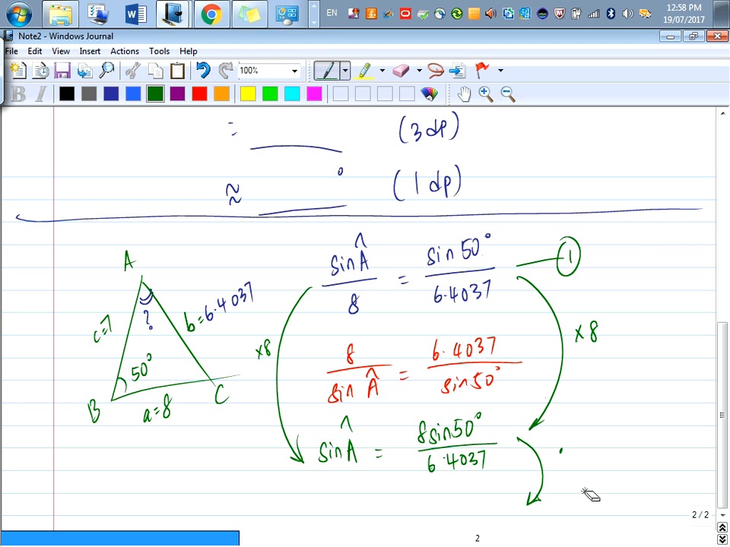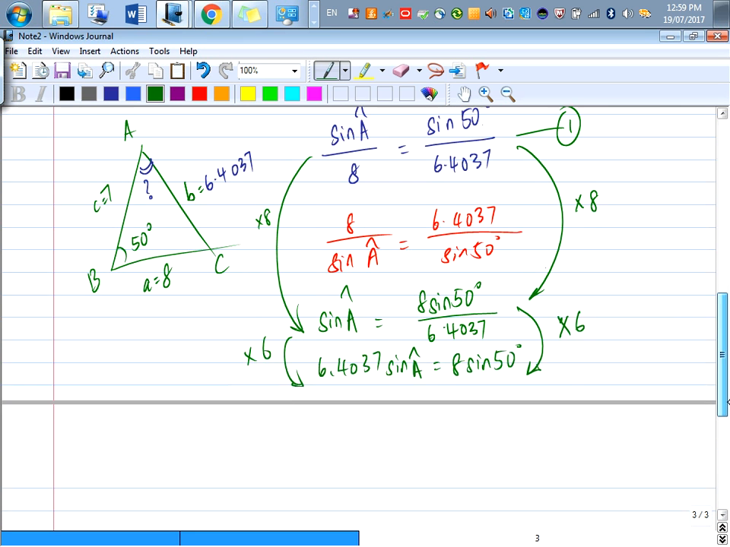Now I'm going to times 6. From here to here, I multiply by 6. Then I get 6.4037 sine A equals 8 sine 50 degrees, correct? It's just balancing the equation, or like what I have told you before, do the headshot thingy, do a cross.